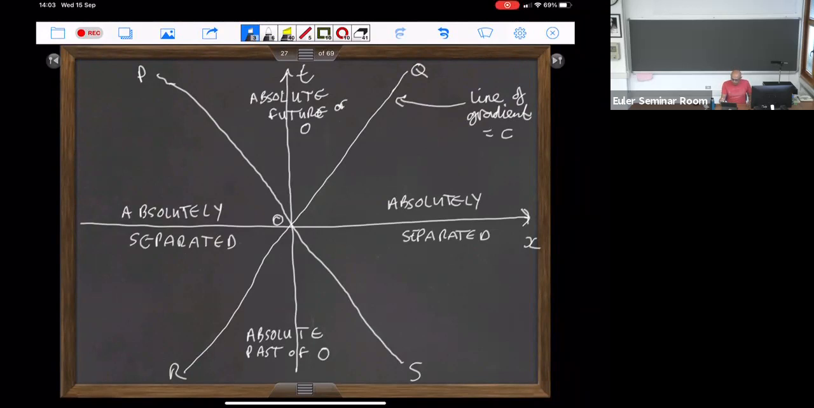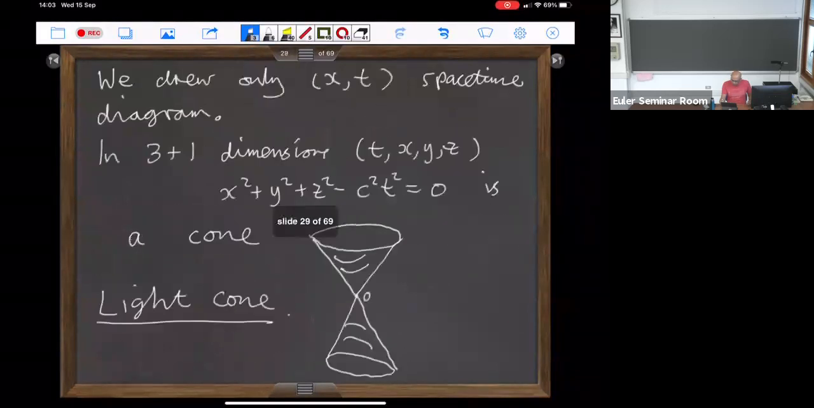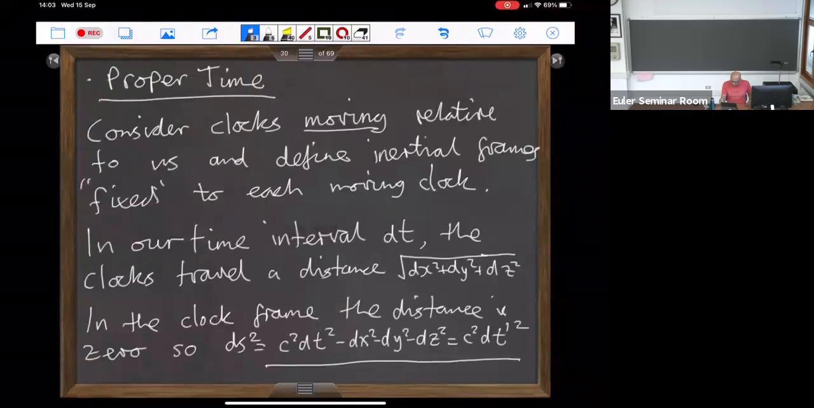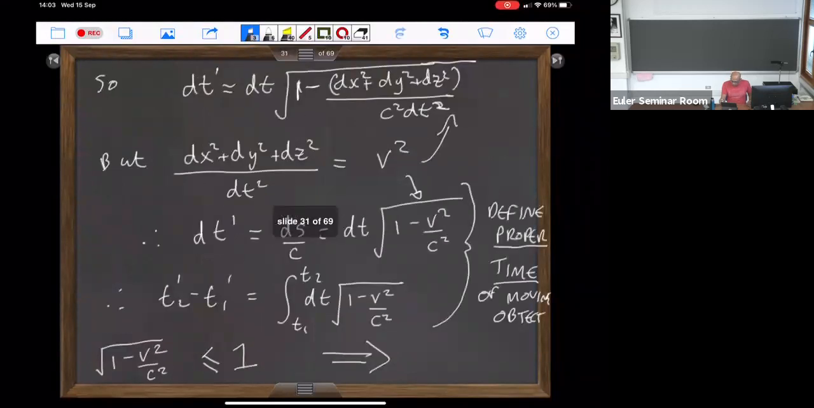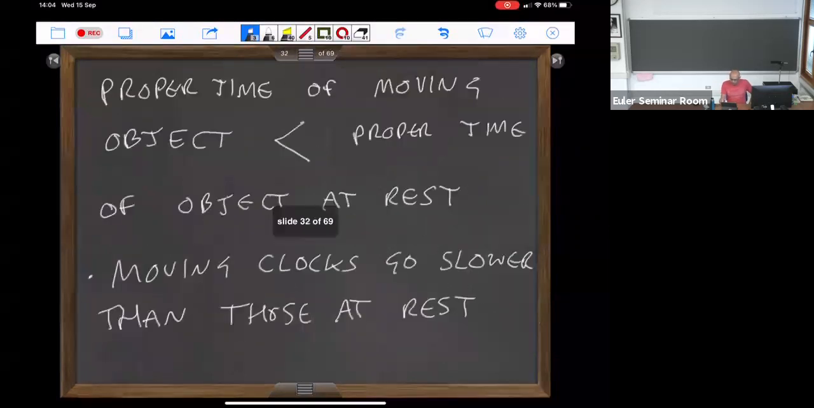And similarly, the rest of the space will be everything to the future of a given event or to the absolute past. The notion of light cone. We're not really going to use light cones much, but you will probably come across them. We used the invariance principle to show that moving clocks go slower than those at rest.